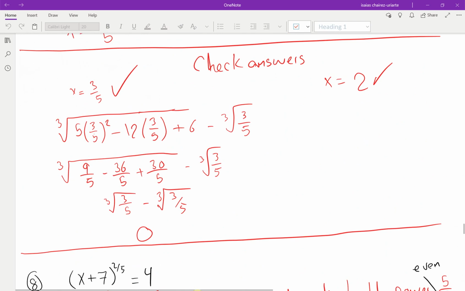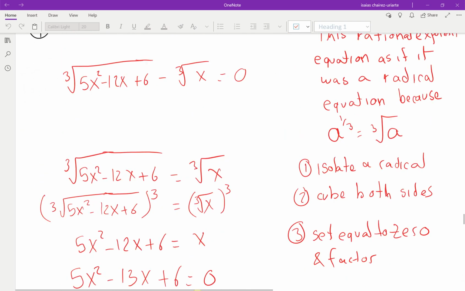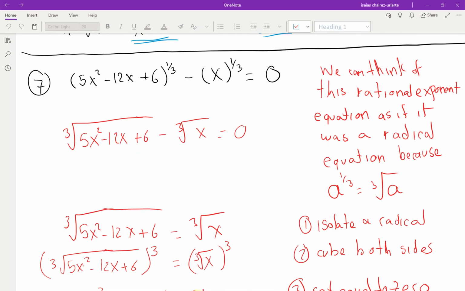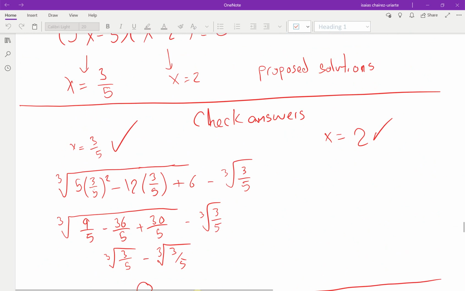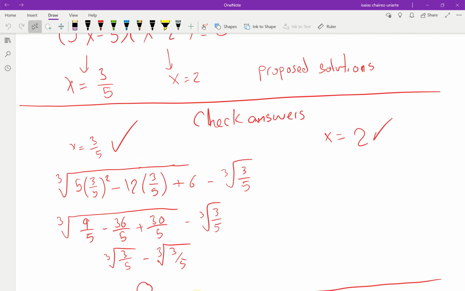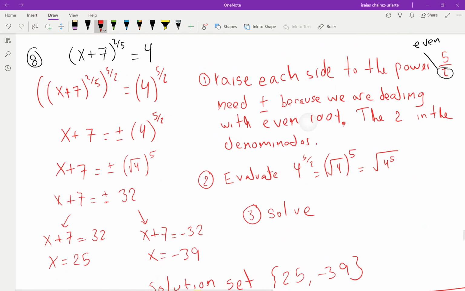All right, so I'm checking some answers for this first exercise here. Check your answers. Turns out that both of them are answers. So the solution set in this particular case is 3/5, 2. Okay, next example.